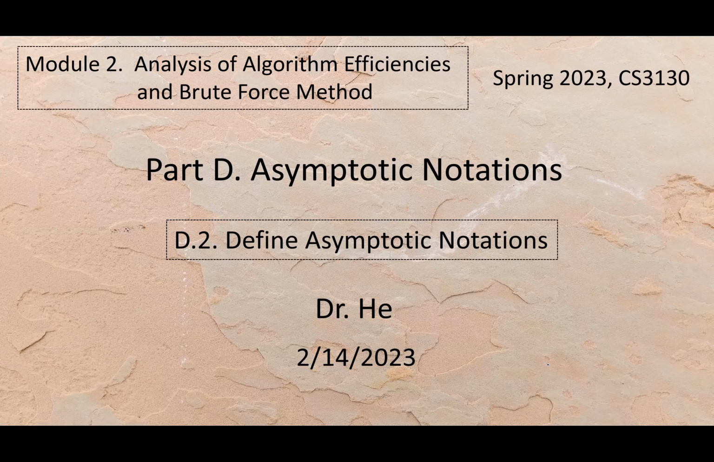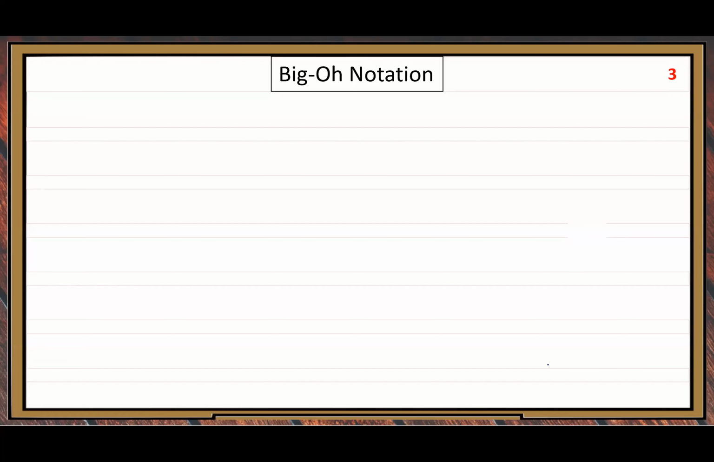Asymptotic notations. Now, based on our understanding, let us do the formal definition of asymptotic notation. The first one, big O notation. We have the little o notation, but this time, big O notation.